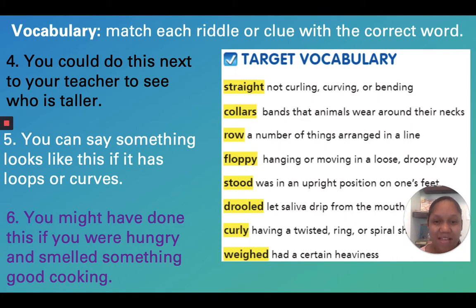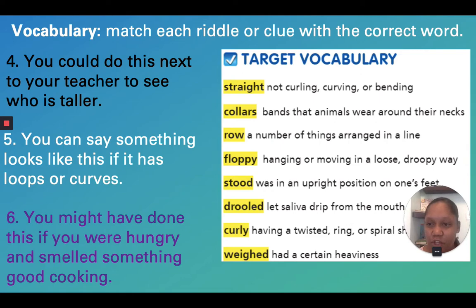Yeah? That word was stood. Right over here. Stood means was in an upright position on one's feet. So if you're standing upright on your feet, then you can see if you're taller than your teacher or if you're not taller. All right, good job.